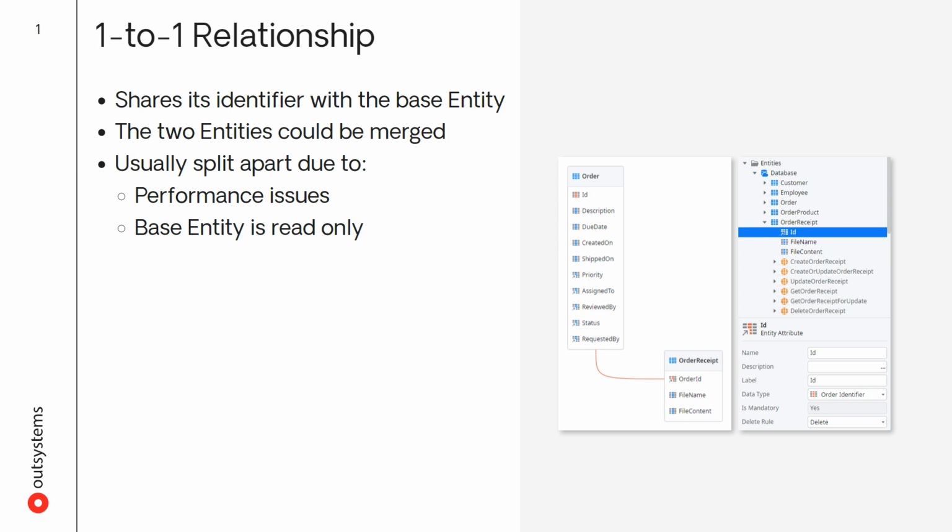Another scenario could be when the base entity is read-only, and we cannot change it. So, whenever it would make sense to add extra information to that entity, creating an extension entity would be the best and easiest way to do that. And this is how we can define one-to-one relationships in OutSystems.